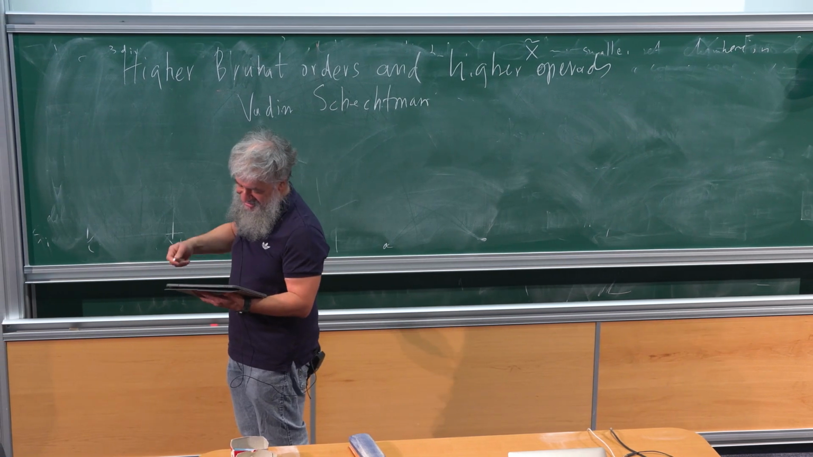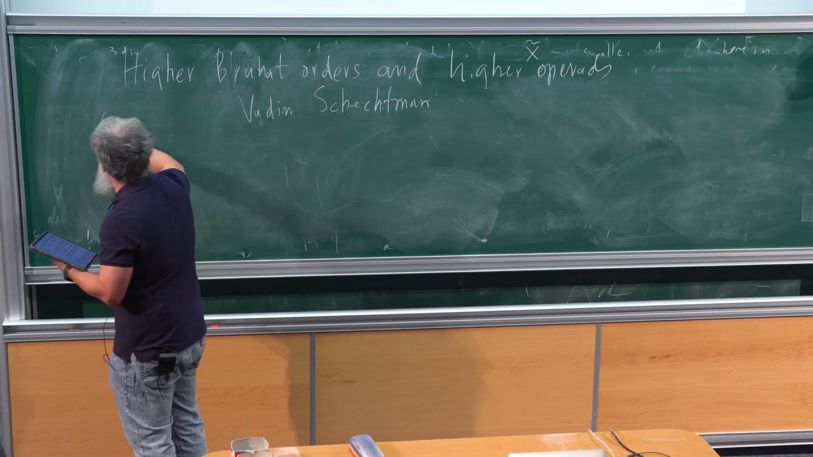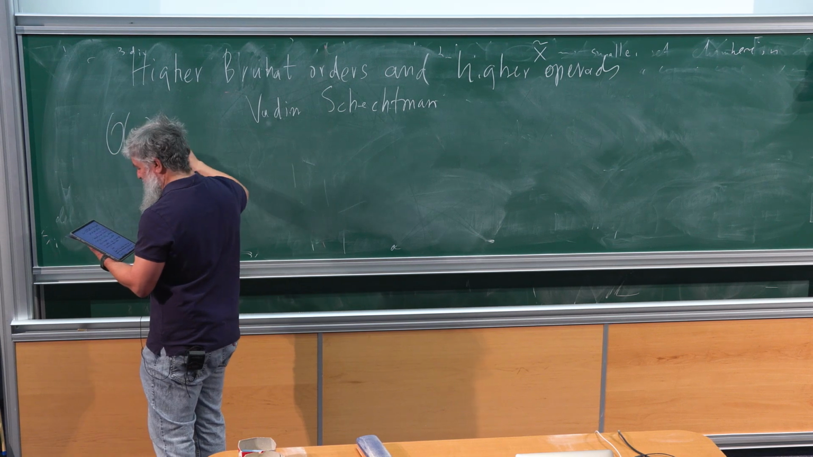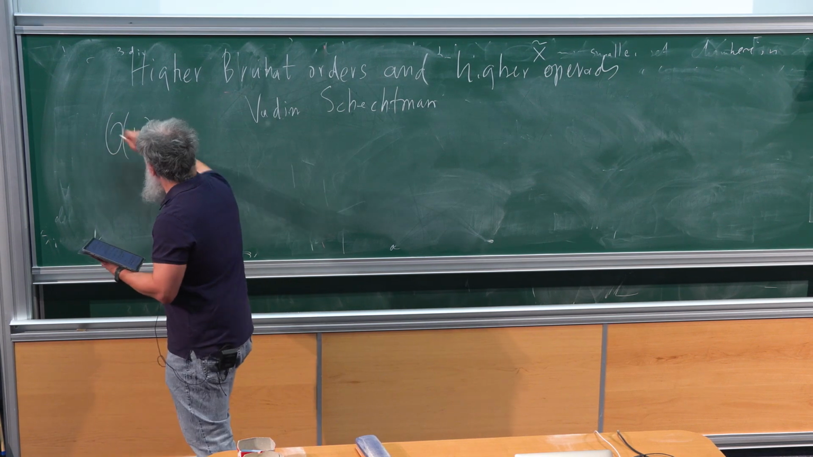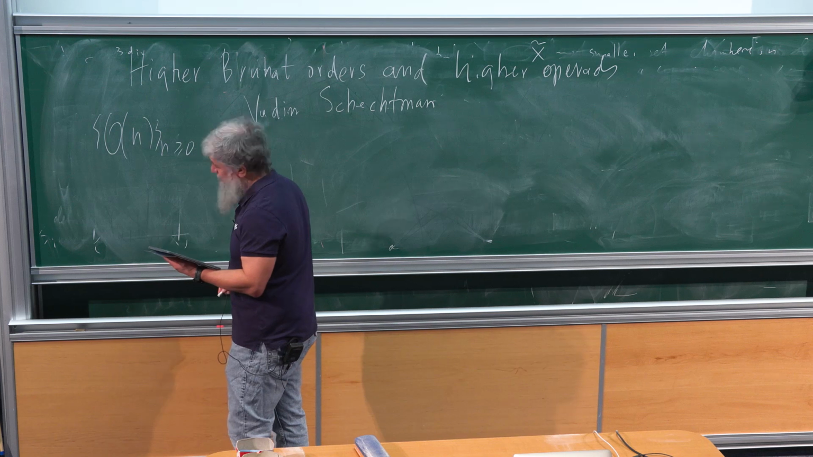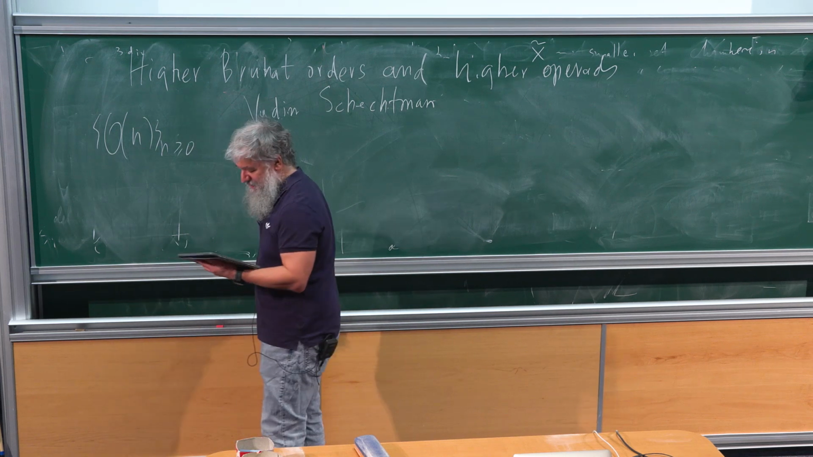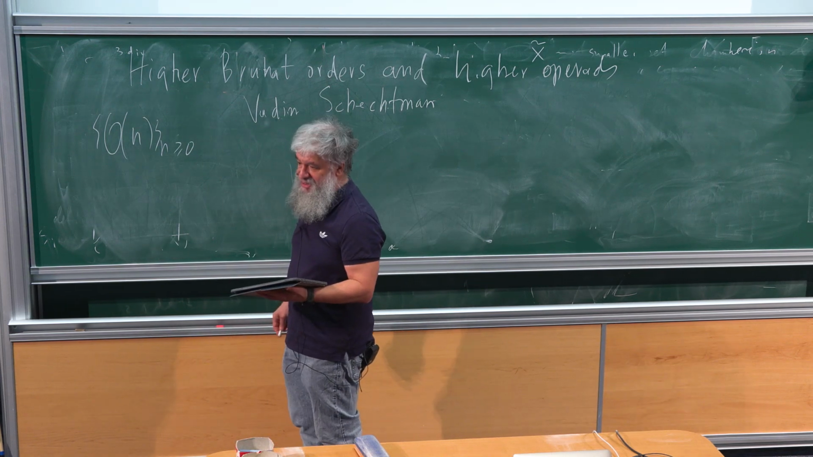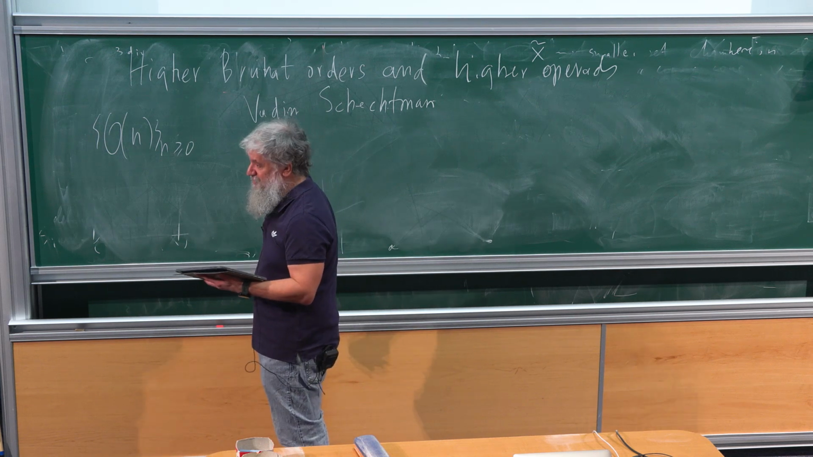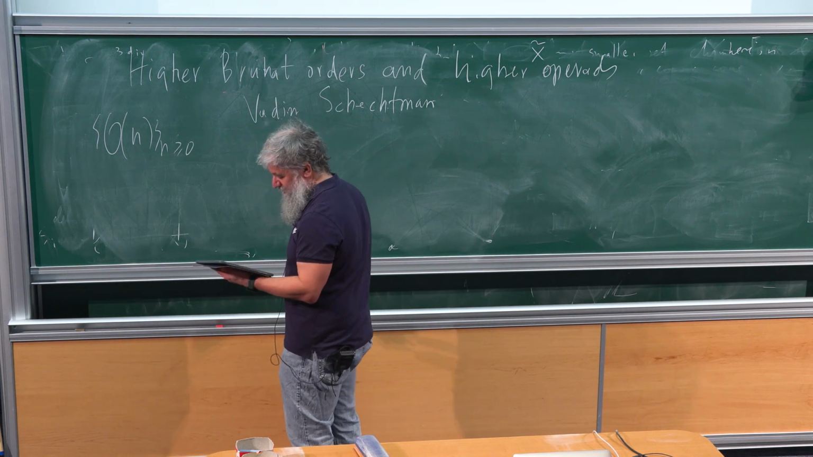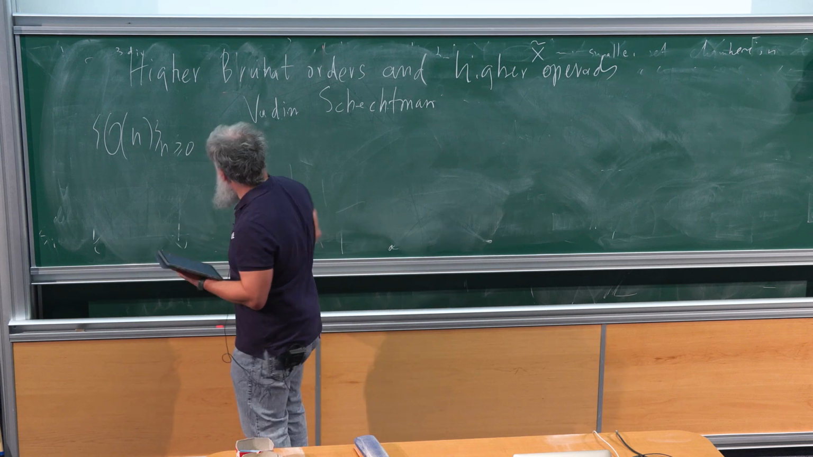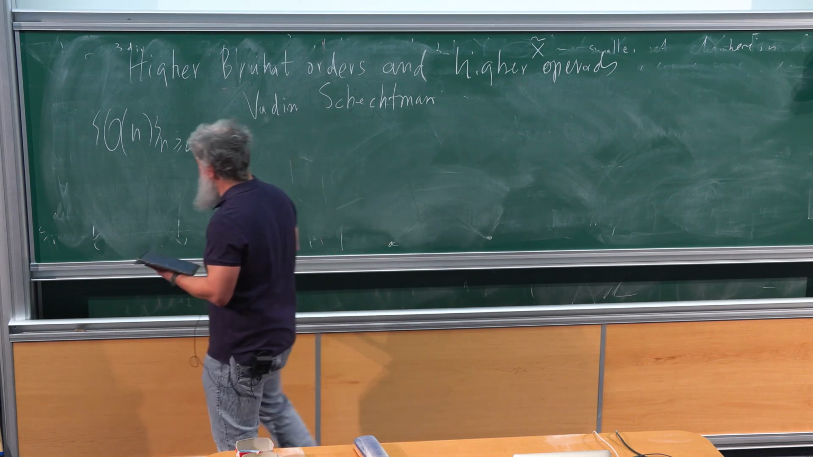Conceptually, an operad is a family of sets O_n for n greater than or equal to 0, and O_n is interpreted as a set of abstract n-ary operations, together with some structure maps. So maybe I will begin with an example.